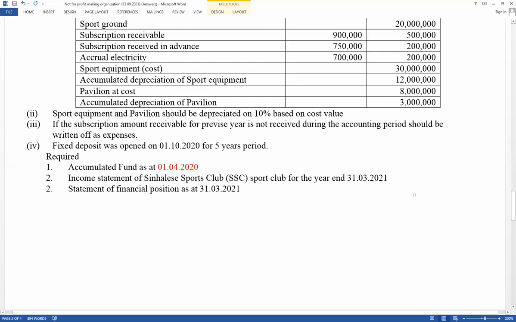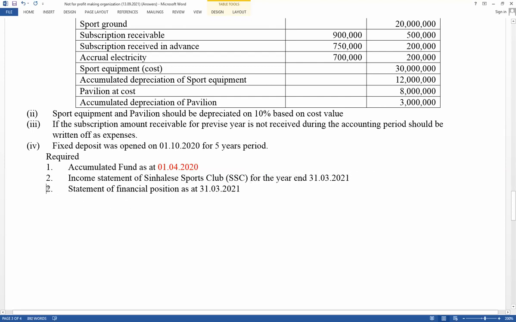Our accounting period ends on 31st March 21. But they ask accumulated fund at 1st April 2020. Only opening assets and liabilities should be included. Second requirement, income statement of the SSC Sport Club for the year ended 31st March 2021. There's income statement. Therefore, income minus expense.